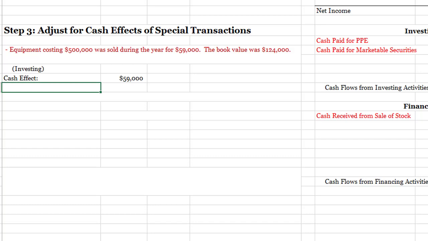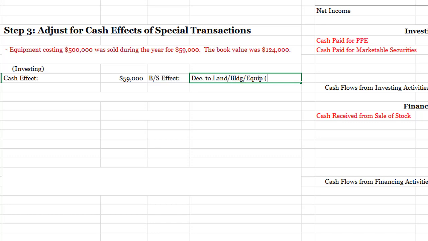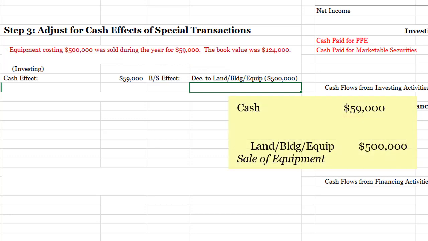Next thing we need to know are the balance sheet effects, and we know one of them right off the bat. If I sell off equipment, then I have to write off the book value. So my land, building, and equipment account is going to decrease by $500,000. I take the cost out of that account. But there's one more step to that journal entry. If I debit cash and credit land, I also have to get rid of the accumulated depreciation that's associated with this PP&E. So I'm also going to have a decrease to accumulated depreciation.